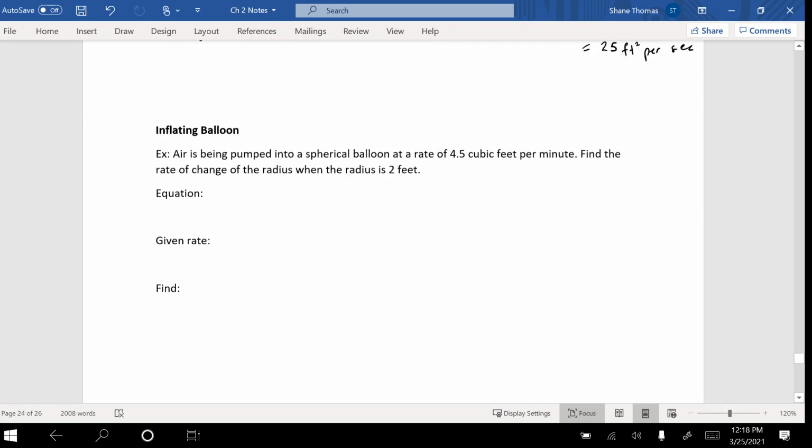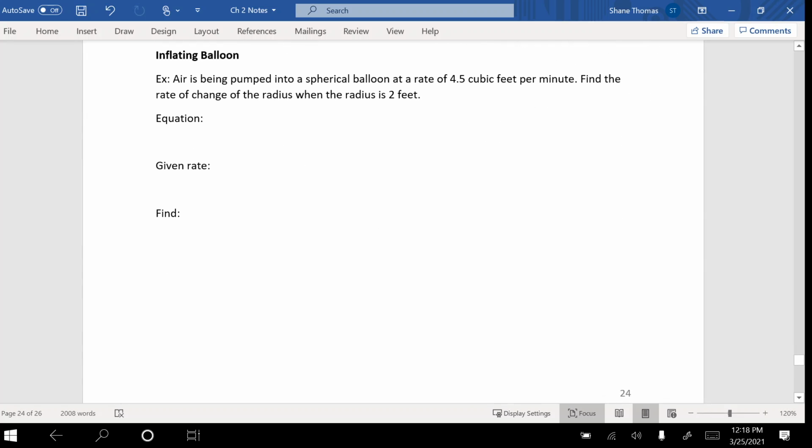Okay, let's try the inflating balloon. Air is being pumped into a spherical balloon at a rate of 4.5 cubic feet per minute. Find the rate of change of the radius when the radius is 2 feet. All right.